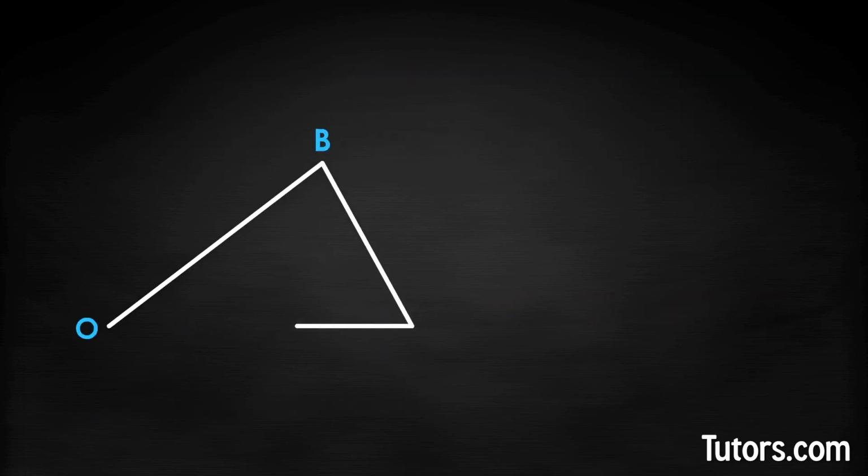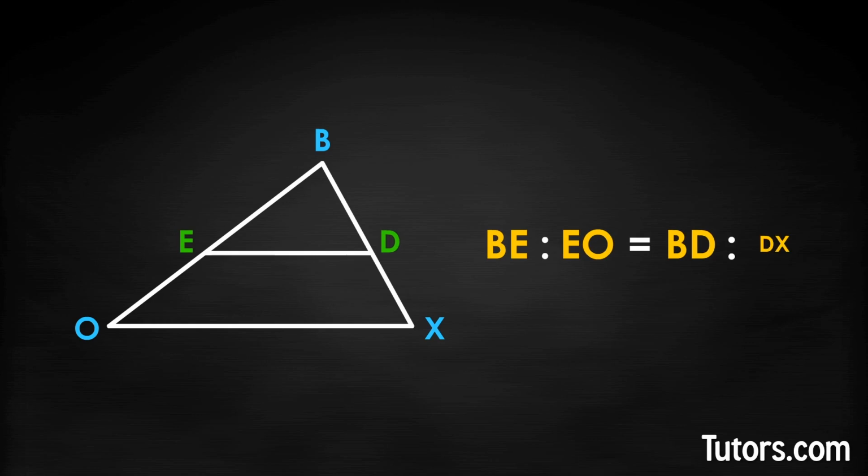Let's try an example. Here is triangle BOX. Construct a line parallel to side OX. Where the parallel line crosses the sides BO and BX, label the points E and D. Write two proportions you know. Did you get two of these?